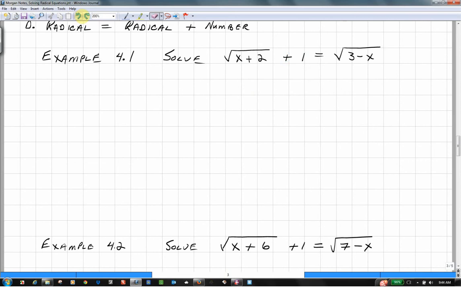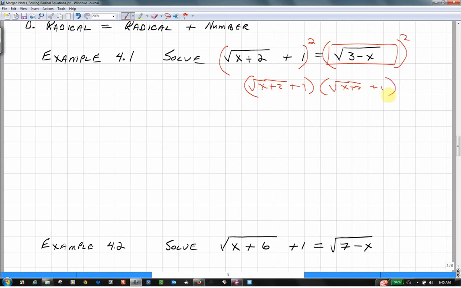So really, this side, there's nothing on that side. I could square that side right now, correct? That means I have to square the other side. As I square both sides, I actually have a binomial here. So when I square this side, I'm going to have to go the square root of x plus 2 plus 1 times the square root of x plus 2 plus 1. I'm going to have to multiply those two together.